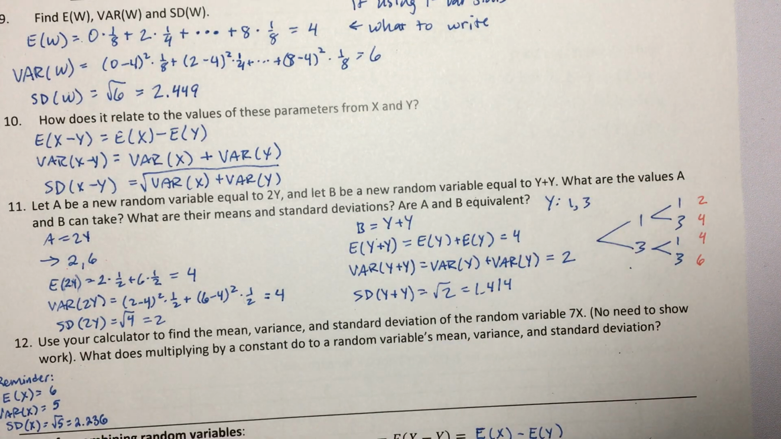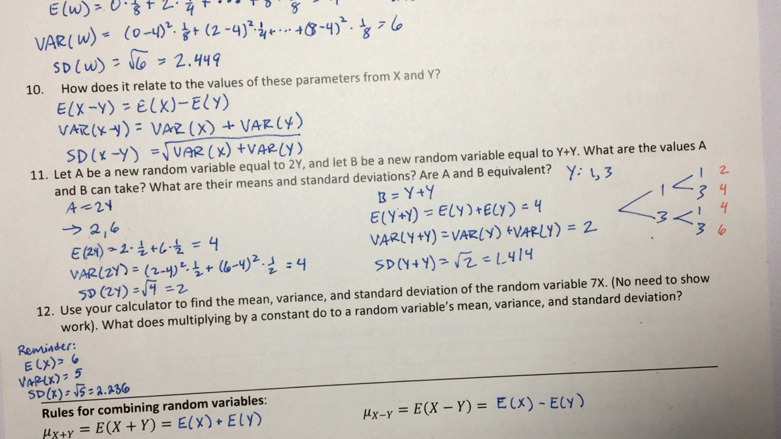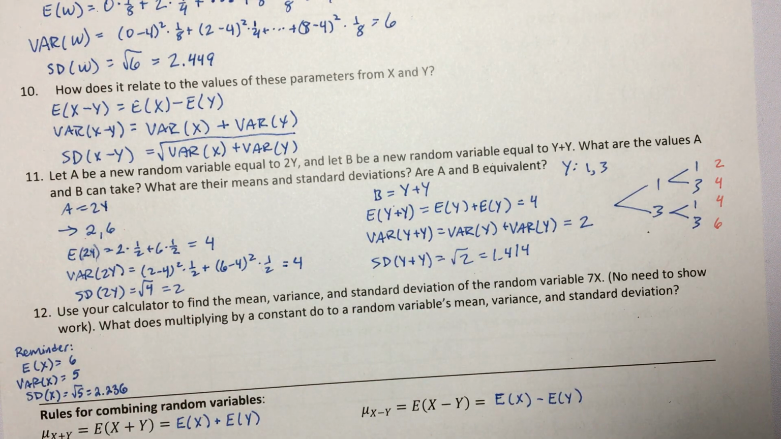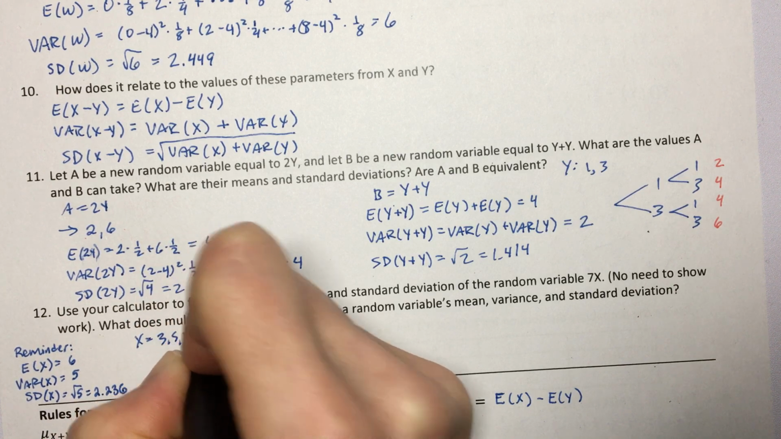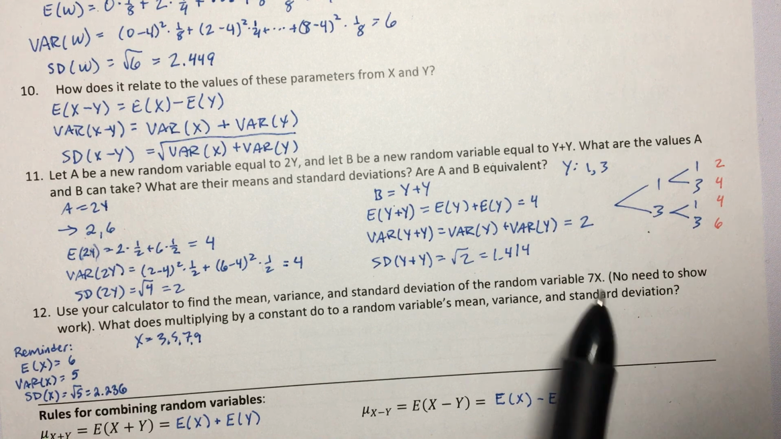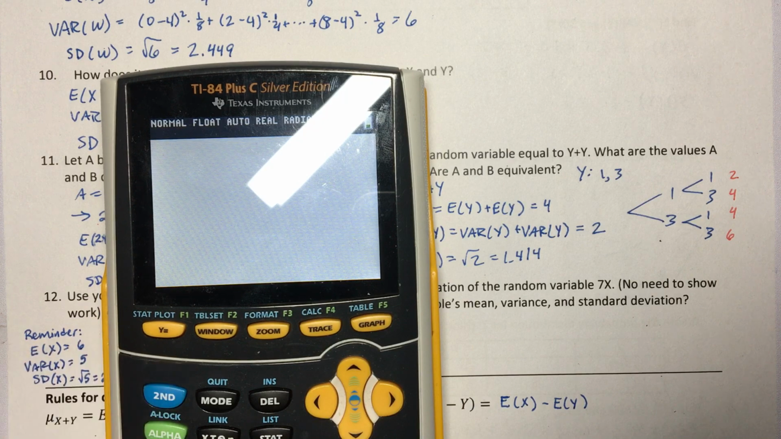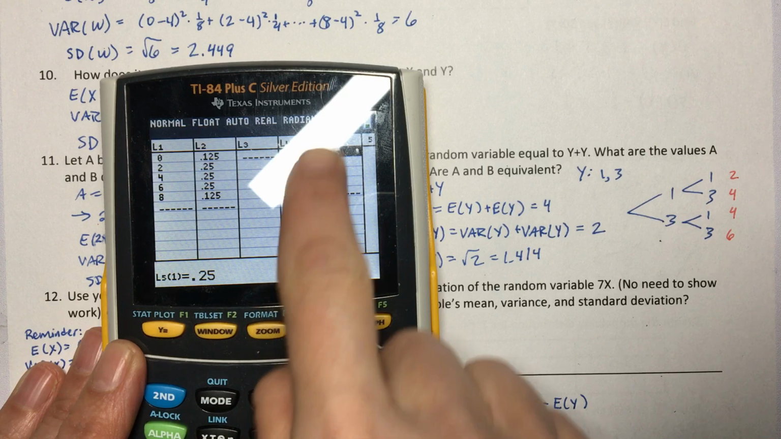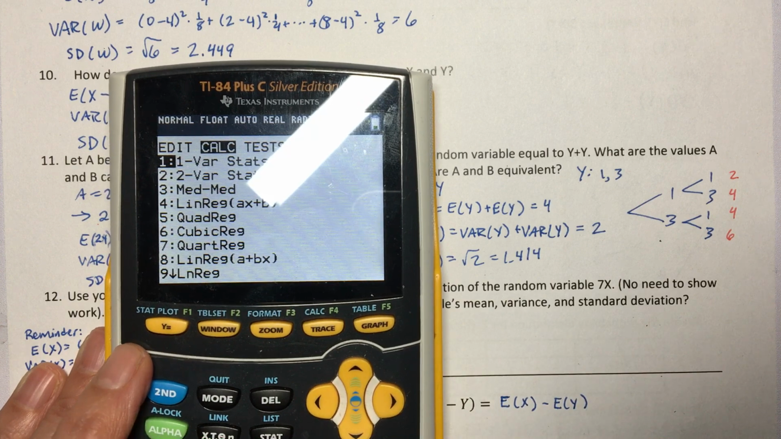Okay, if you're watching this video, your handout does not look like mine on this spot. I added this in because it's a helpful thing. Say we take the variable x, which was that 3, 5, 7, or 9, and we're going to do 7x. I'm actually going to just do this on the calculator for the sake of time. So in my calculator, in list 4, I have 3, 5, 7, and 9 all multiplied by 7, still the same probabilities. And then I'm going to do my stat calc 1 var stats.